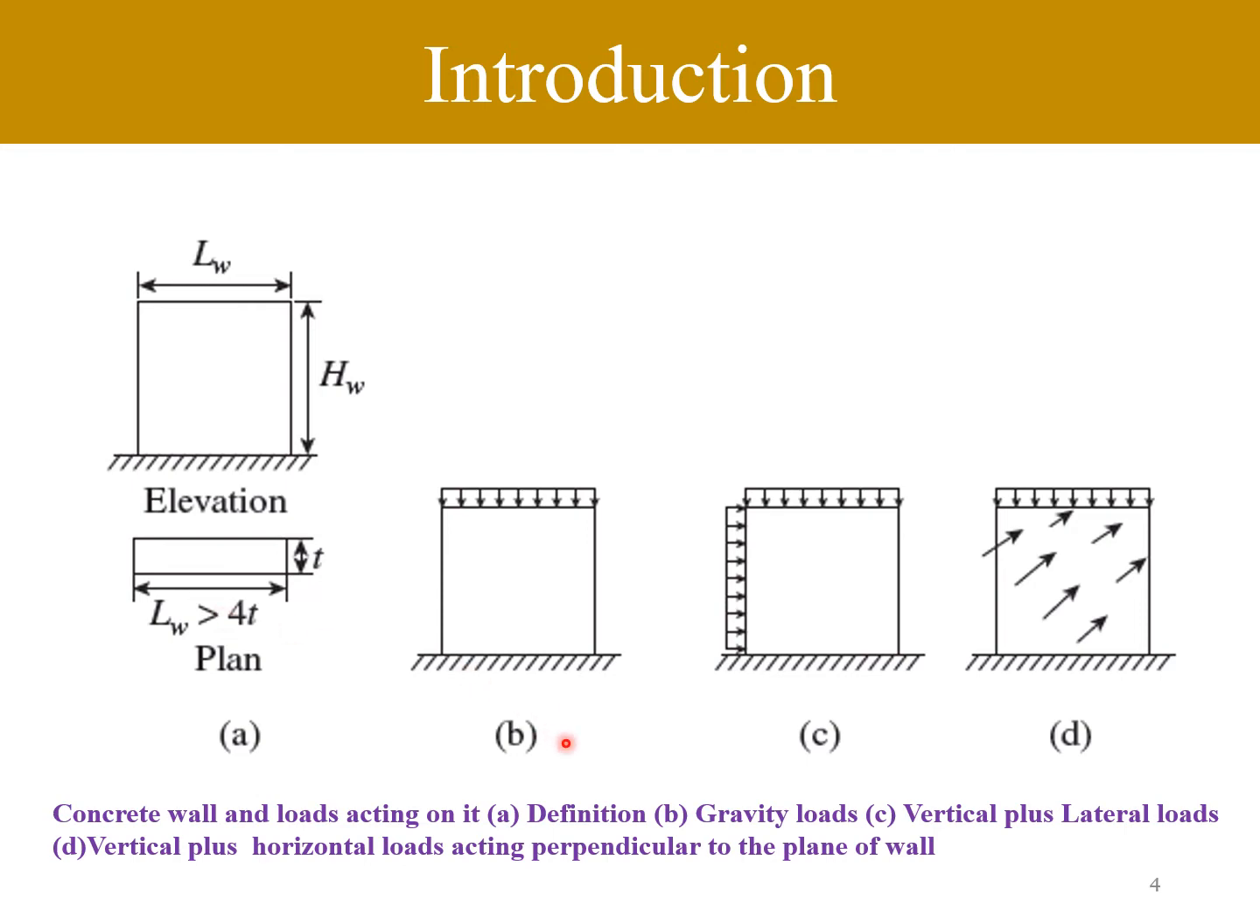The load may be gravity loads, as I described in the previous slide, which may be coming from slabs and beams, etc. The next one is vertical plus lateral loads. It may be because of gravitational loadings and lateral loadings. This may be due to earthquake or seismic forces, or wind loads, etc. The third one, that is D here, may be subjected to vertical loading, that is gravitational loads from slabs and beams, and lateral loading, which may be due to wind and seismic loading, etc.